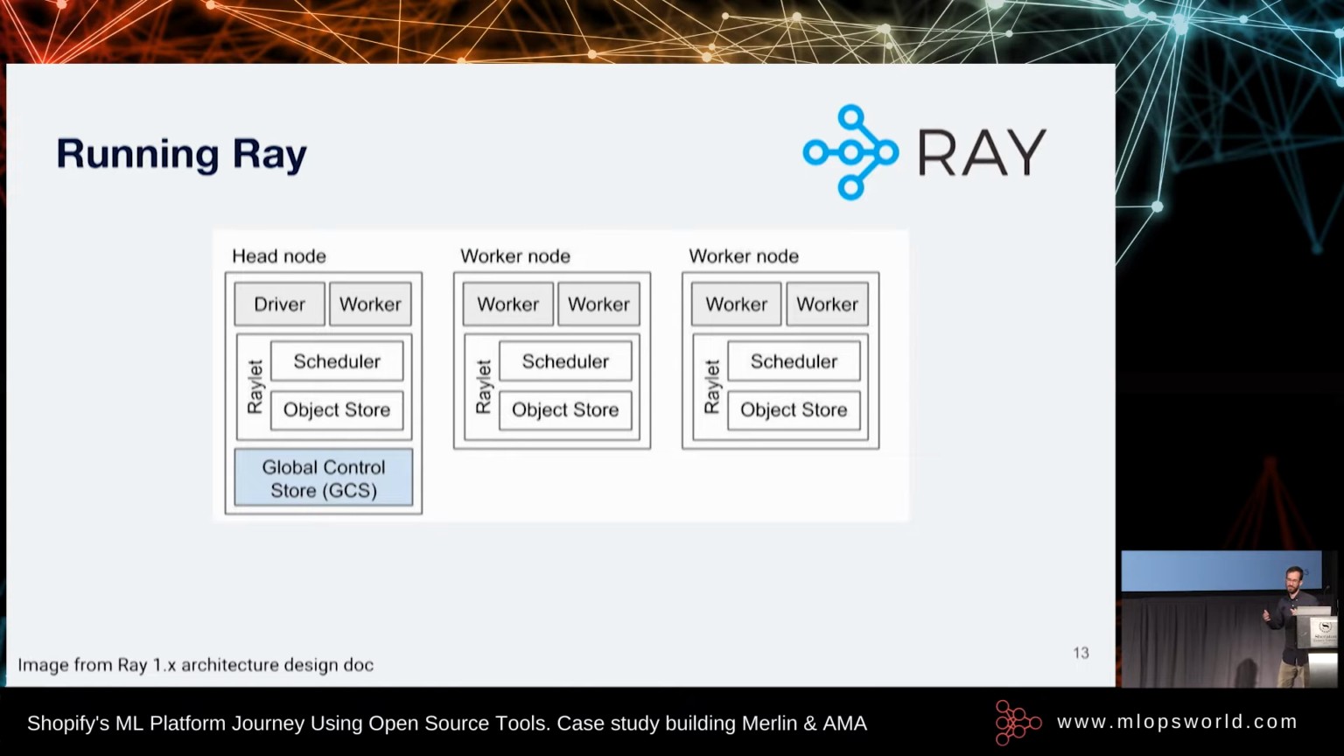This is an example of a Ray cluster architecture with a head node and two worker nodes. On the head node, we see the driver that we just described, and it distributes the computation work across the different workers on this cluster. Each node, head node or worker, contains a Raylet, which includes the scheduler for scheduling the tasks, as well as the object store for the shared memory. The head node also contains the global control store, which keeps the metadata for the Ray cluster.